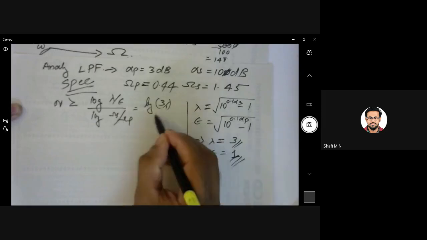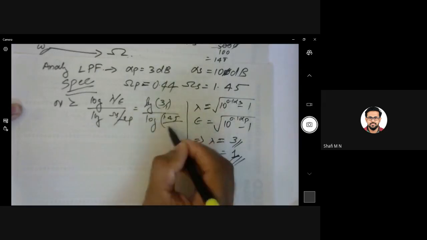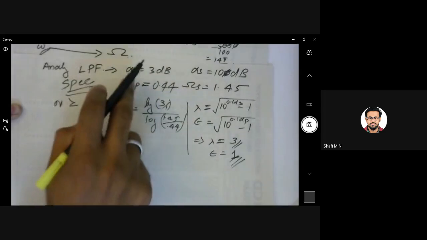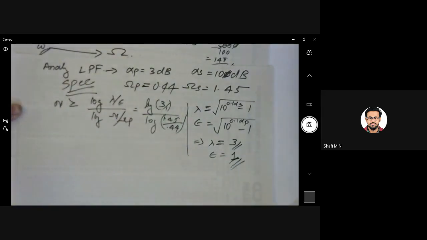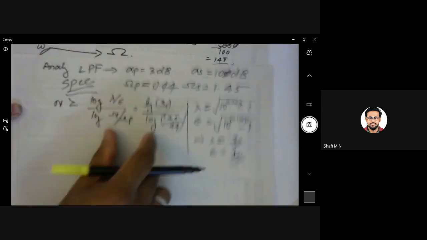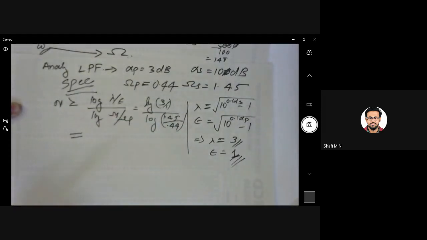So that will be 3 divided by log omega s by omega p. If this specification changes, your order will be different. There will be definitely particular weightage for calculating the order. Moreover, your design will go wrong, right? So find the order.